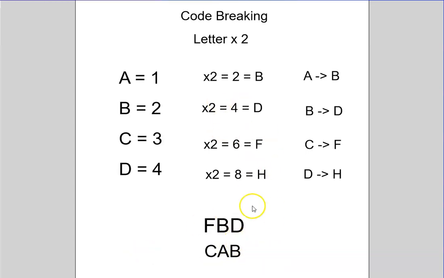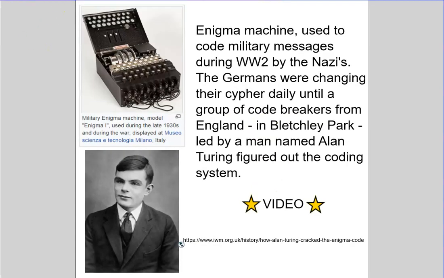But anyway, that's just a teeny tiny example of how coding might work in a very easy way. Throughout history this has been used, especially, like I mentioned before, during wartime. If you've ever heard of the Enigma machine, it was used to code military messages during the Second World War by the Nazis, who were the enemy that we were fighting against as Americans. The Germans were changing their cipher daily, so they would have a new way of coding things every day.